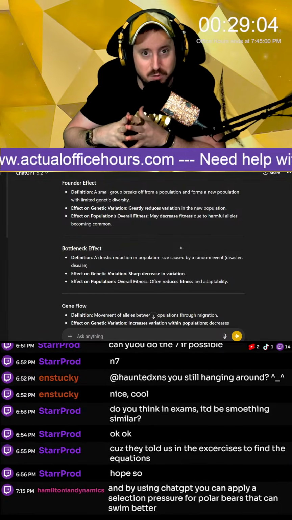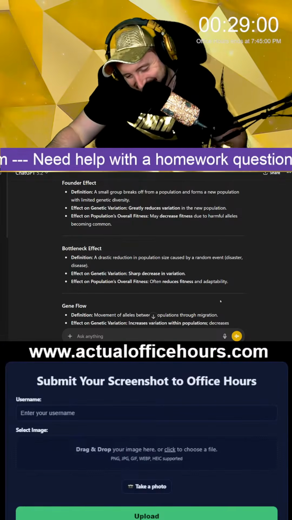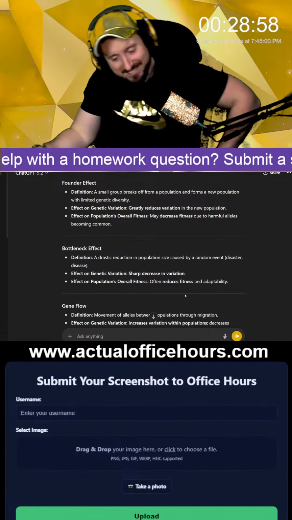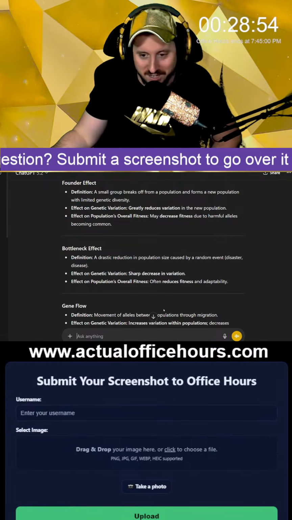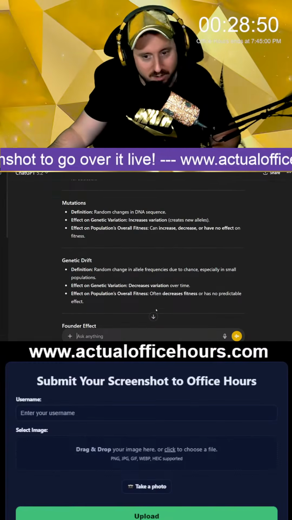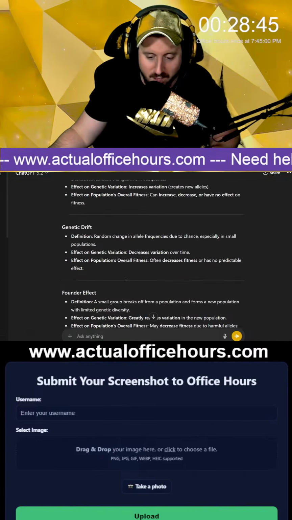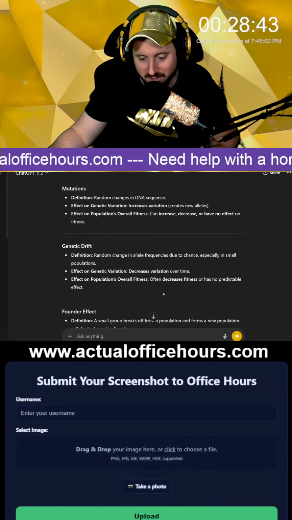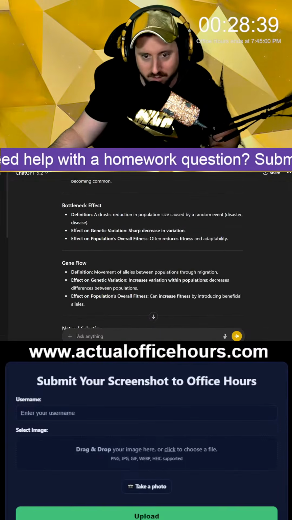And by using ChatGPT, you can apply a selection pressure for polar bears that can swim better. Yes. The poor polar bears are losing their ice caps because of chat. Yeah. So actually, in fact, by using ChatGPT here, Blue, you are also helping towards the natural selection and genetic improvement of polar bears or Arctic things.